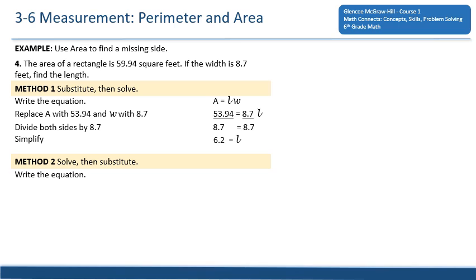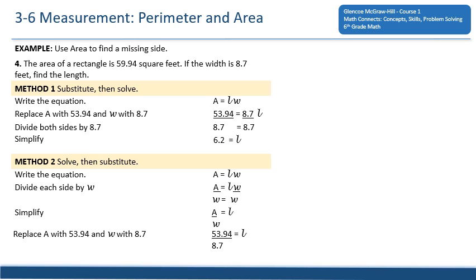Method 2, we could solve then substitute. So write the equation. Area equals length times width. Divide each side by W. And if we simplify that, we get A over W equals L. And then we can substitute in 53.94 for the area and 8.7 for W. Those equal L. And if we simplify that, 6.2 equals L.